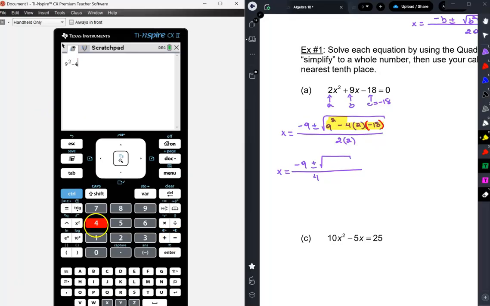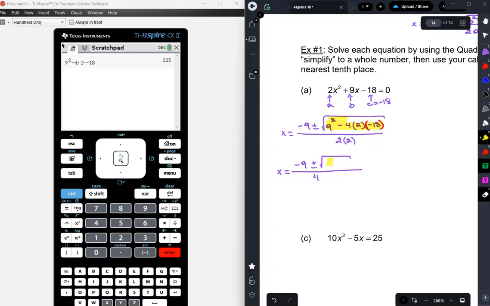Minus 4 times 2 times, in parentheses, negative 18. Look at how I choose to do it. I choose to put them all in parentheses. That's my choice. But with the negative 18, I don't have a choice. It has to be in parentheses. Enter. You should all get 225.